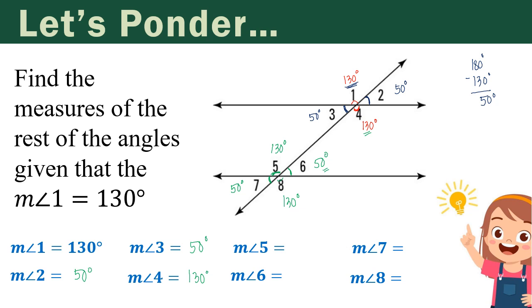Okay, and then the measure of angle 5 is 130 degrees. The measure of angle 6 is 50 degrees. The measure of angle 7 is 50 degrees. And lastly, the measure of angle 8 is 130 degrees. And now, we're done.